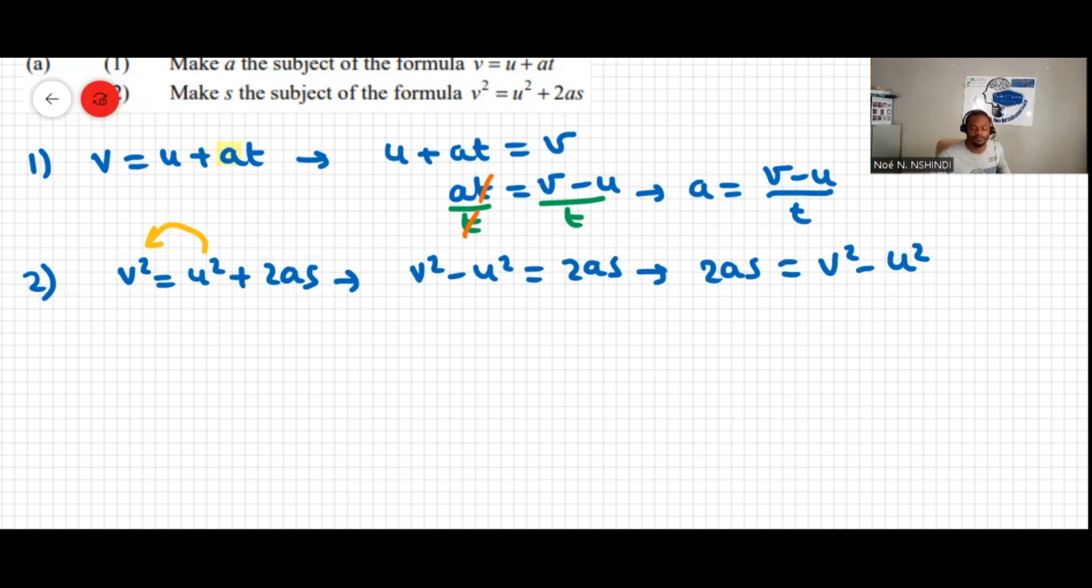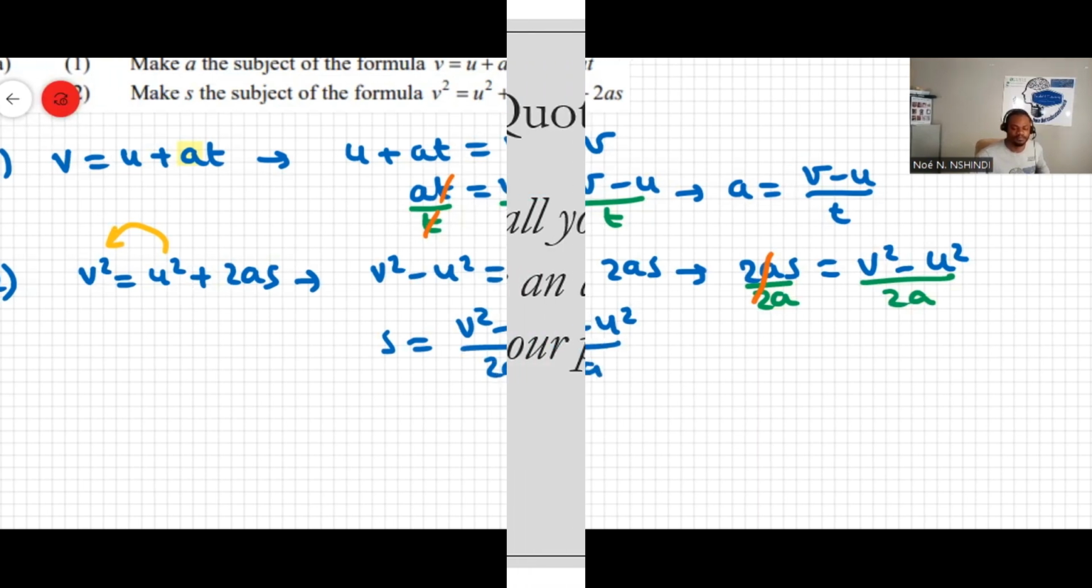To get the value of S, we can divide both sides of the equation by 2A. If we do that, you have a 2A and 2A simplified, and then S will be equal to V squared minus U squared over 2A. Okay, that was question A.